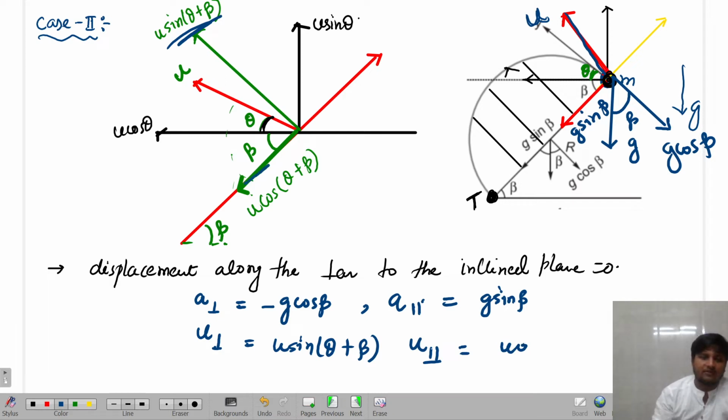Look over here. The initial velocity along the parallel of the inclined plane is u cos(θ+β). Right or not? Is it clear or not?